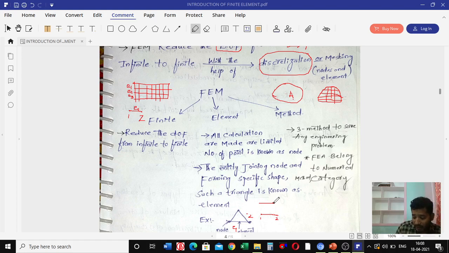So there are three methods to solve any engineering problem. The first one is the analytical method. With that we can easily solve simple problems. With the numerical method we can solve simple as well as complex problems. One more method is there, the experimental method, where we can analyze on the prototype model. So there are three methods to solve any engineering problem: analytical method, numerical method and experimental method. This finite element method belongs to which category, dear? It belongs to the numerical method. Is it right?